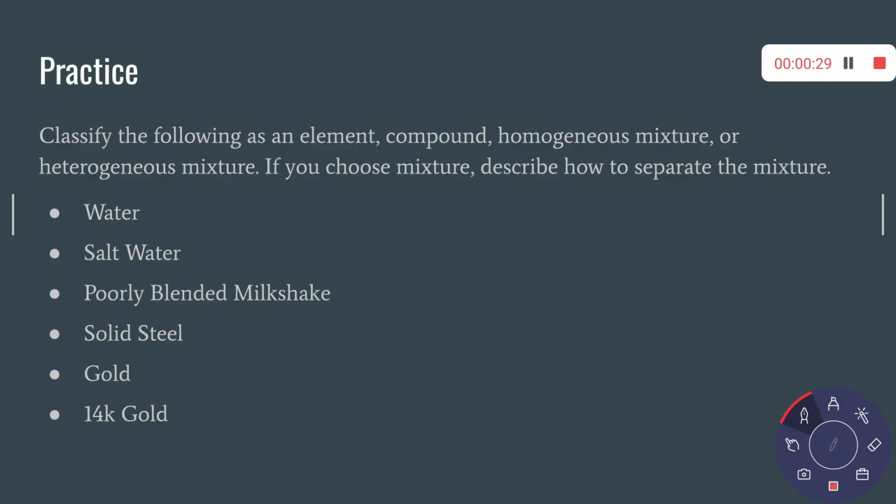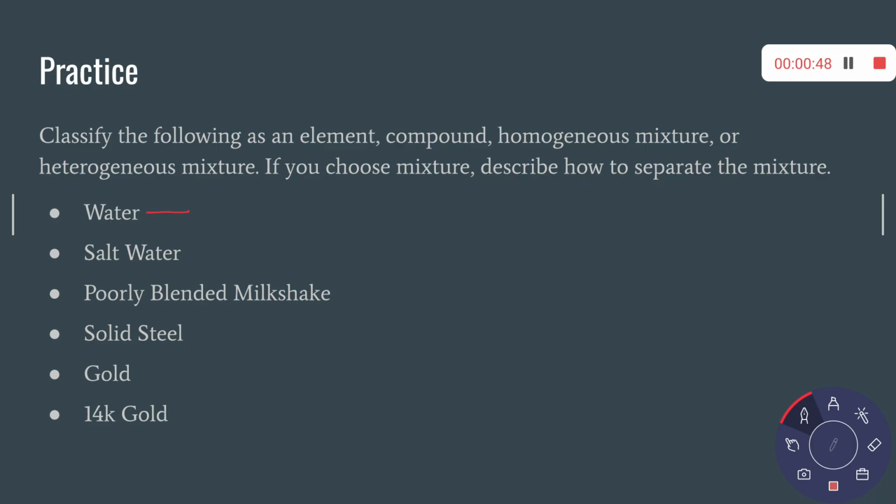matter. So for things that are physically blended, our mixtures, we are able to separate them by physical means, but our elements and our compounds, we can't separate by physical means. We would need chemical means. And in this unit, we're only talking about the physical separations of mixtures. So let's start with our water.